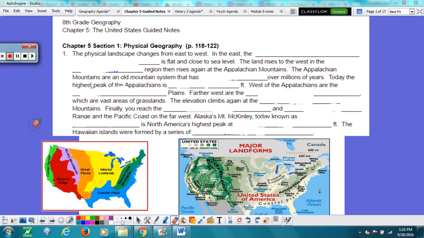blanks. All right, starting with statement number 1, the physical landscape of the United States changes from east to west. In the east, we have the Atlantic coastal plain, which is flat and close to sea level. The land eventually rises as we travel west to what is known as the Piedmont. The Piedmont is an area where the elevation increases steadily, and what is probably most noted is the rivers.